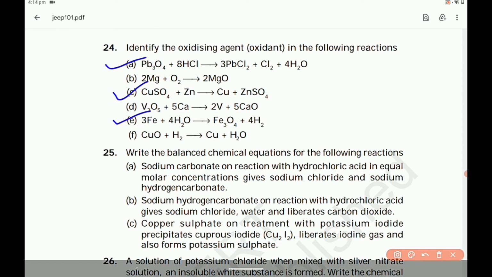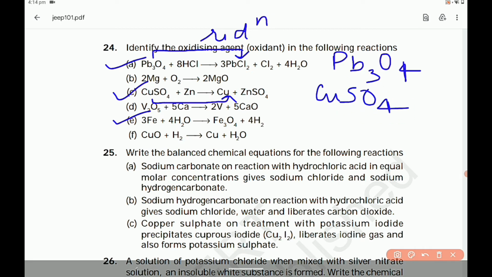Oxidizing agent, again, it undergoes reduction. Let's write it like this. Lead is losing oxygen, so it's basically reduction. So it's Pb3O4 itself. Clear. Next, the third one, copper sulfate plus zinc gives copper plus zinc sulfate. Copper sulfate right here, it's losing oxygen, so it's undergoing reduction. So it's copper sulfate only.